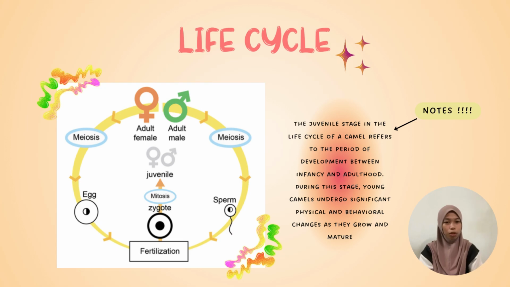The two daughter cells produced from meiosis 1 each undergo a second round of division called meiosis 2. After completing meiosis 2, it will result in the formation of 4 haploid daughter cells, which combine during fertilization to form a diploid zygote, which develops into a new individual camel. In the juvenile stage, as they grow older, young camels become more independent and start to eat solid food in addition to nursing. Lastly, they also learn important survival skills from their parents, such as finding food and water in arid environments.